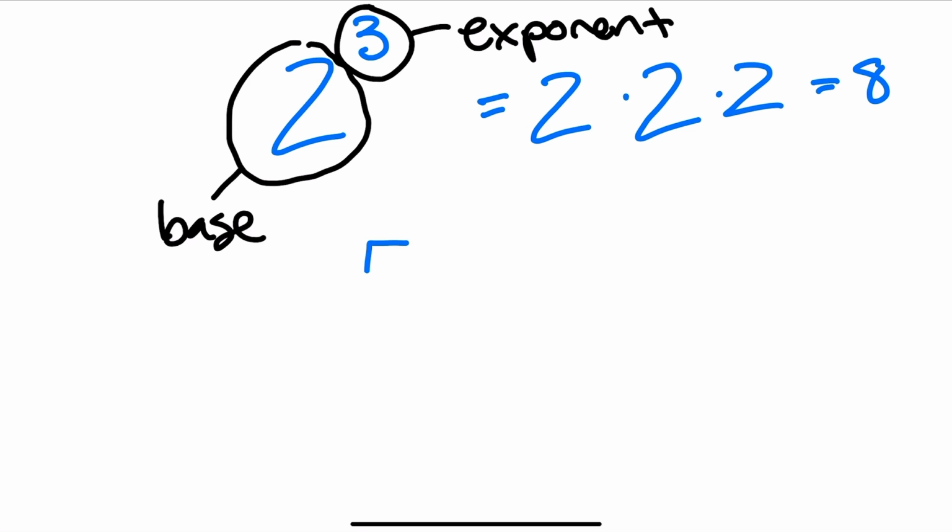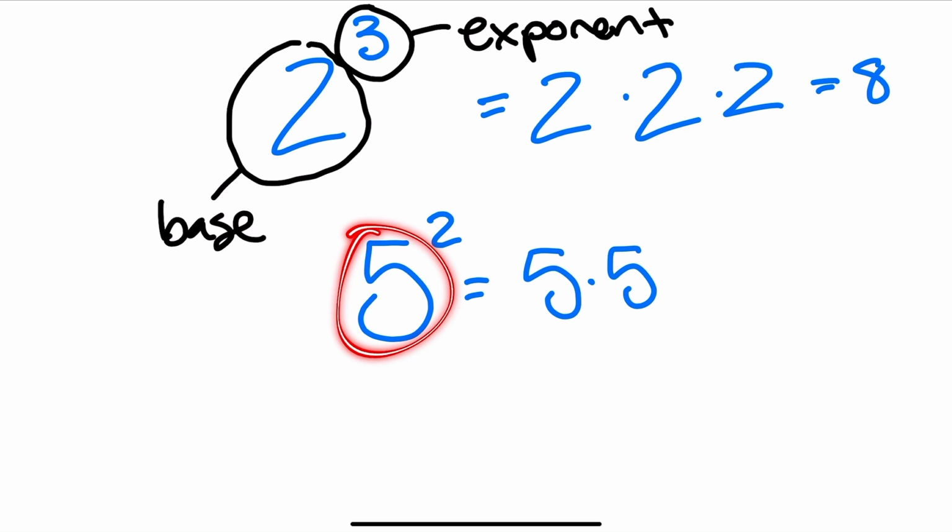Okay, so like if we had 5 to the 2nd power, that's going to be the same as 5 times 5, because we have 5 2 times. There are 2 5's here. So it's not the same thing as 2 times 5. It's 5 times 5. So our answer would be 25 here.